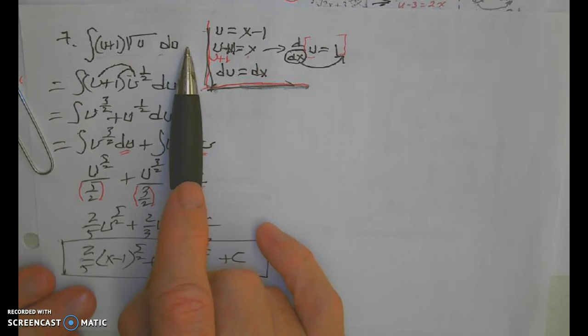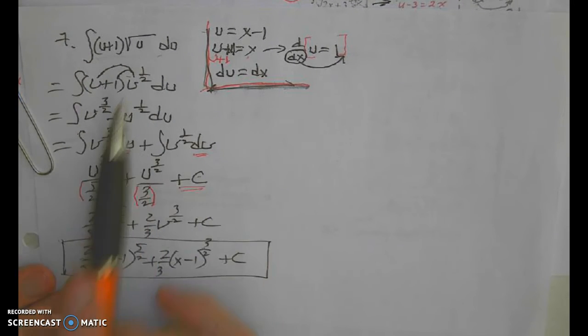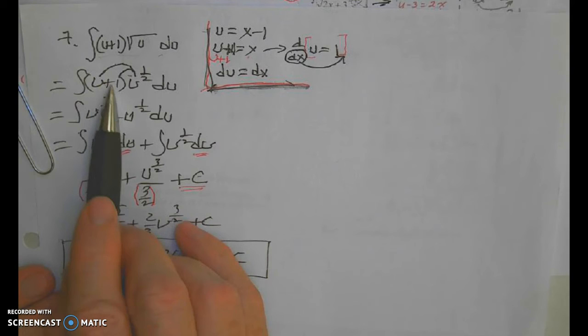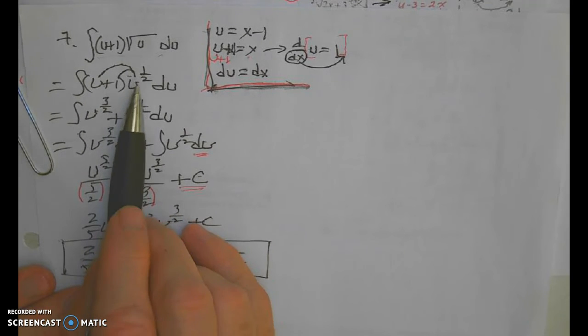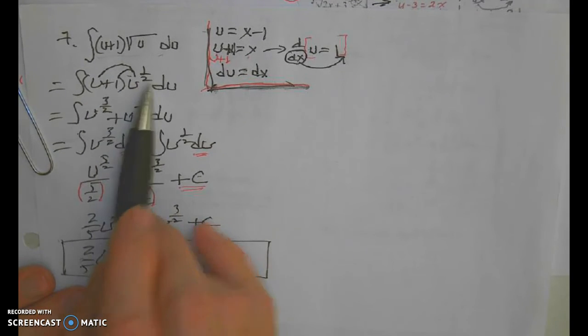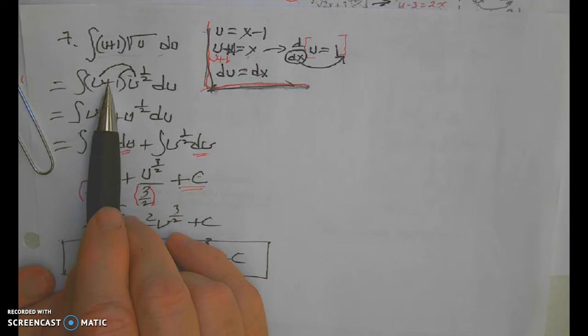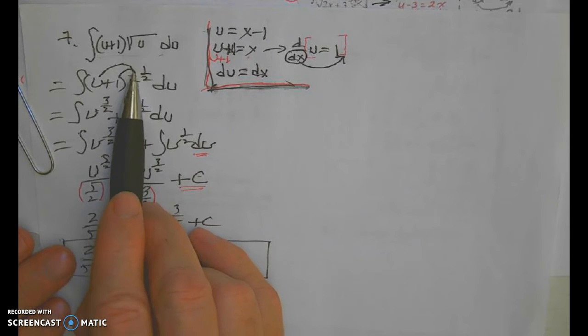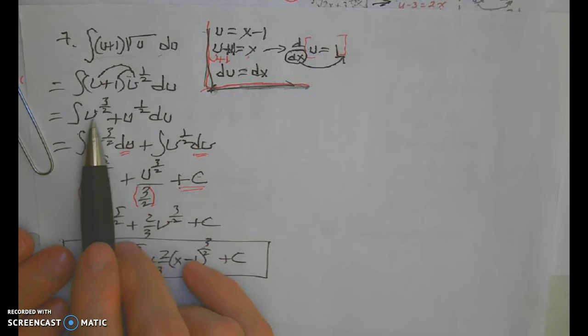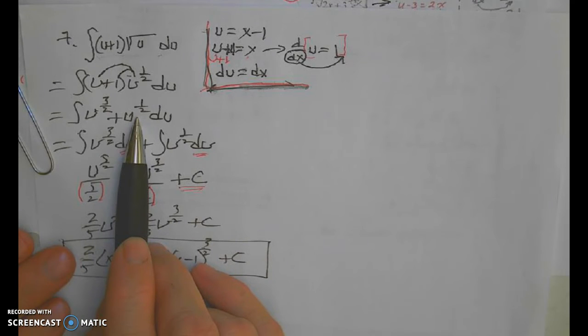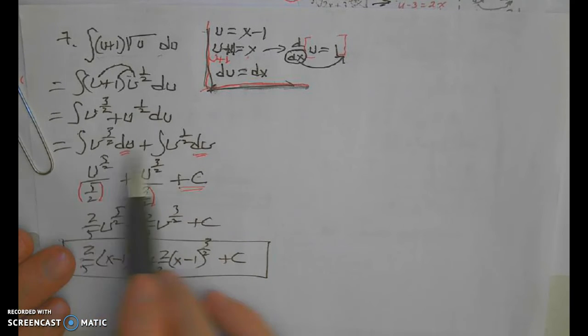When you're doing the integral, you'll discover that this part here has a derivative that is not present in this, and this part here has a derivative that is not present in this. Therefore, we cannot use the reverse chain rule or the general power rule. Instead, we're going to have to distribute u to the 1/2 over both these terms, which gives us these two terms, and then we take the integral of each term.